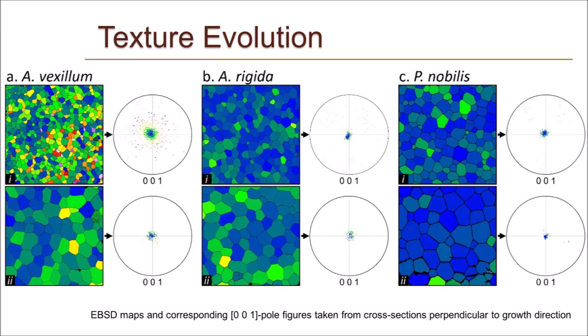In contrast, EBSD maps and corresponding angular spreads in pole figures taken from Atrina rigida and Pinna nobilis suggest more homogeneous and higher levels of crystallographic texture throughout the entire thickness of both shells.